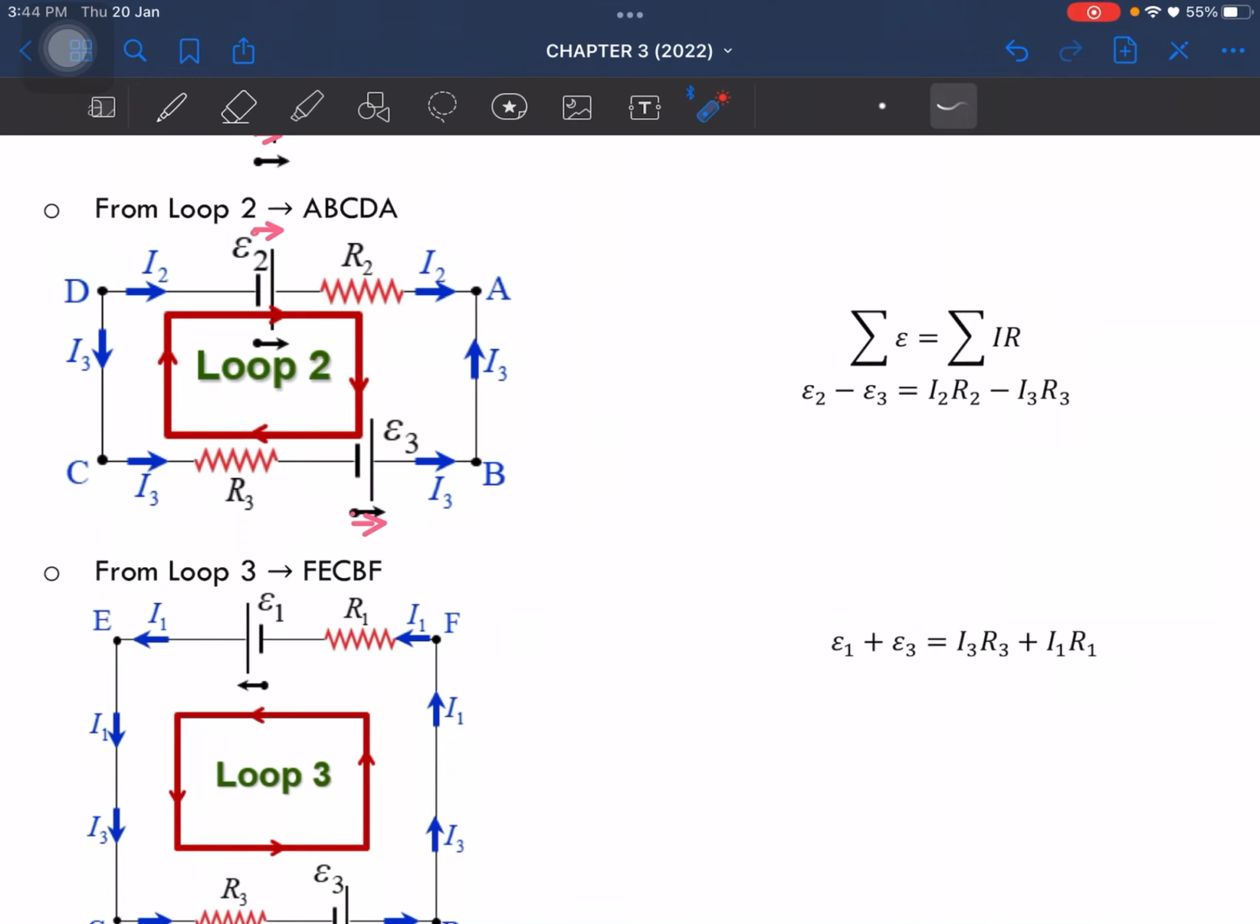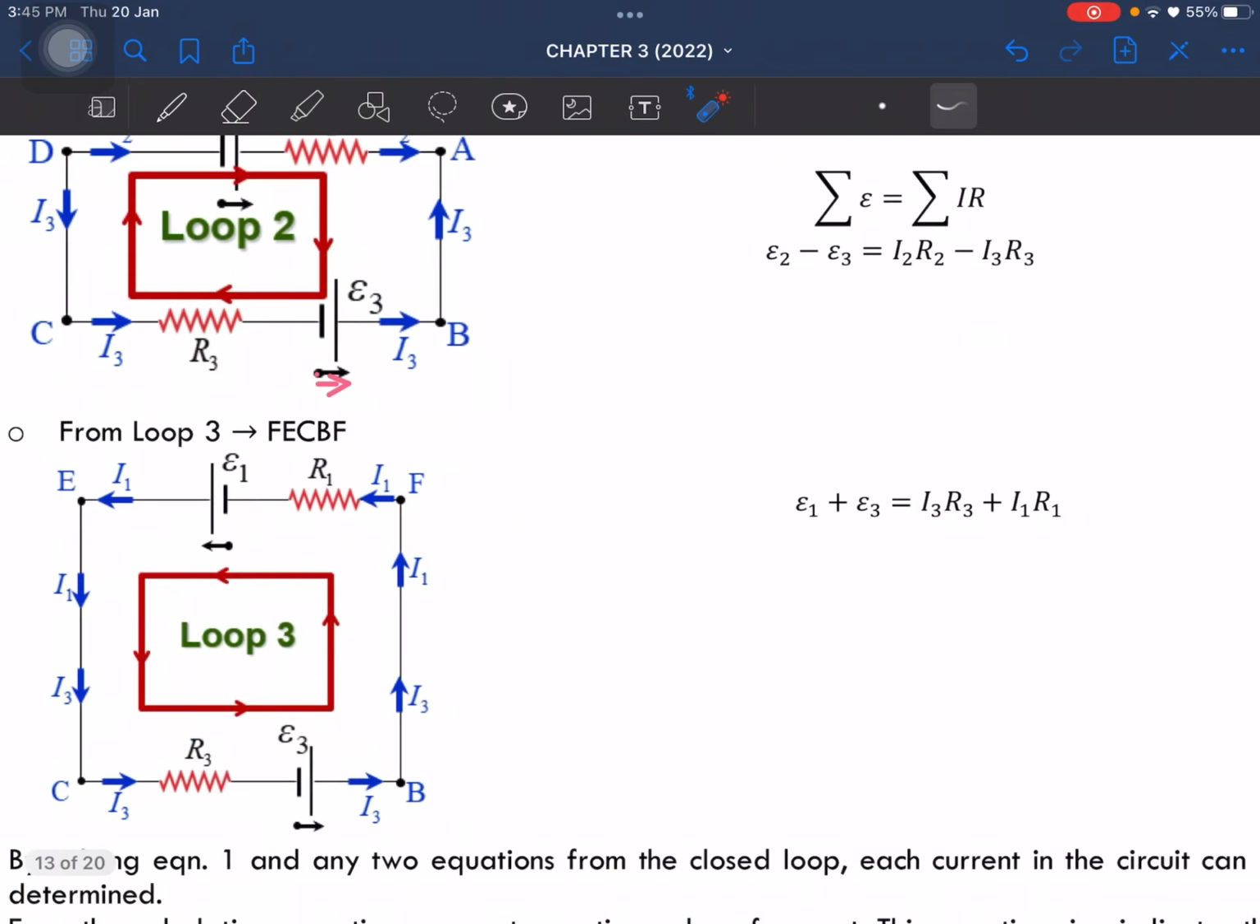Then this one here, epsilon 3, EMF number 3, is pointing to the right. But the direction of the loop there is pointing to the left. Because they are in opposite directions, it will be negative epsilon 3. Okay? Negative EMF 3.